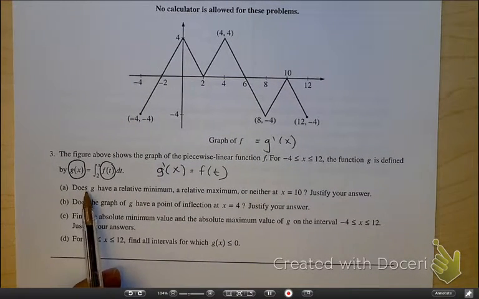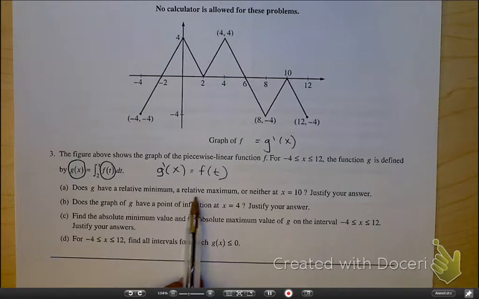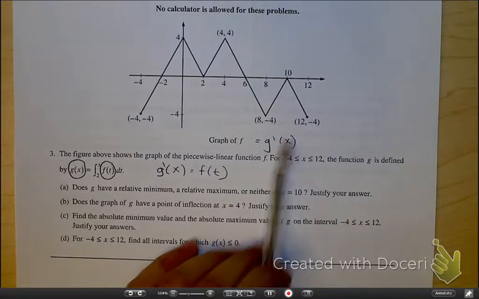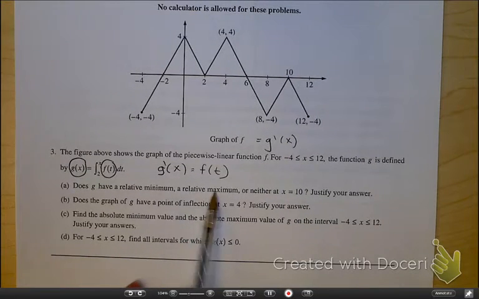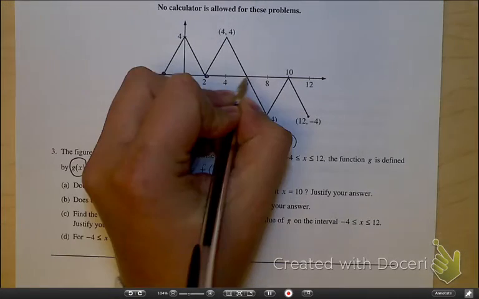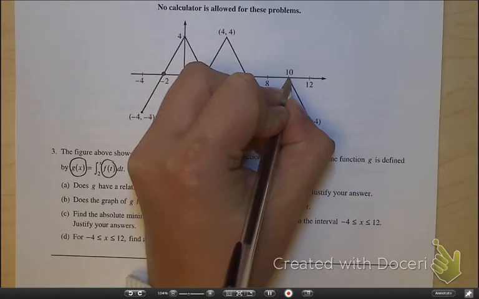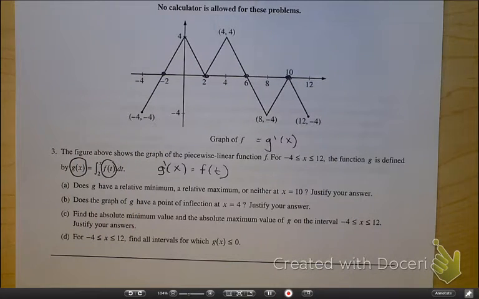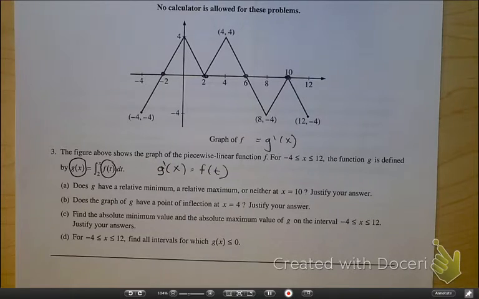It says, does g have a relative minimum, a relative maximum, or neither at x equals 10, and justify your answer? Well, if this is the first derivative, remember that to find a relative min or max, I'm looking for zeros of the first derivative. So I have a 0 here, a 0 here, a 0 here, and a 0 here. So 10 is definitely a possibility of having a min or a max.